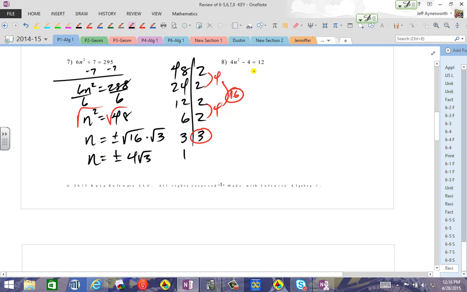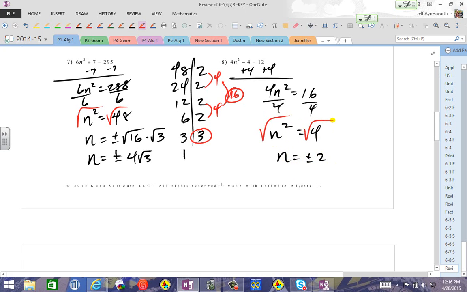Last one, you got to add 4. So you get 4n squared is equal to 12 plus 4 is 16. Divide by 4. You get n squared is equal to 4. And we know that 2 squared is 4 and negative 2 squared is 4, so n is equal to plus or minus 2. If that was too fast, then go ahead and square root and put the plus or minus symbol and you get the same result.